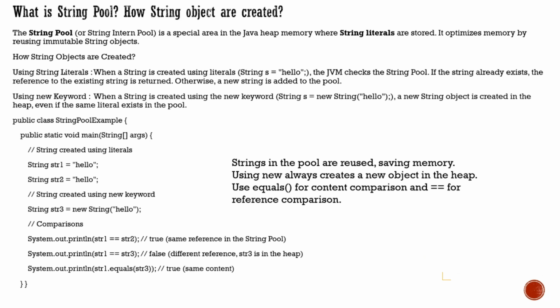Now, when you're dealing with the new keyword, the string object is created using the new keyword. A new object is created in the heap, even if the same literal exists in the pool. So that's the difference, I would say.